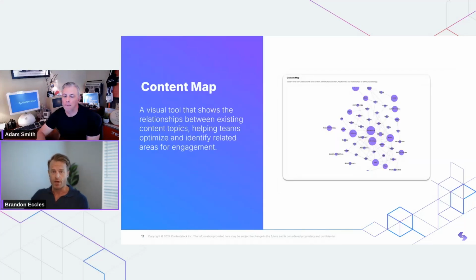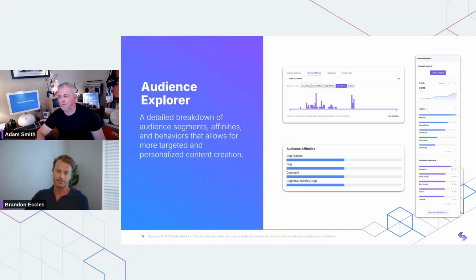We'll go into the content map, which allows you to really see how your content is related and what kind of topics exist in your content and how those topics are related to each other. And then we'll go into the last part of it, which is the Audience Explorer, which allows you to select your different audience segments and then see which topics or affinities are most resonating within those specific segments.